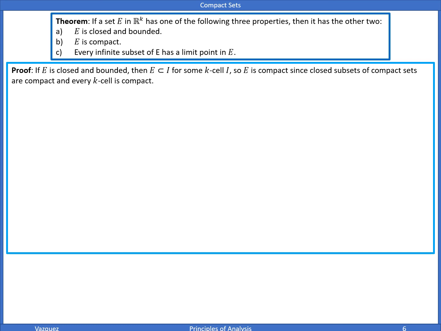So E is compact, since closed subsets of compact sets are compact, and every k-cell is compact. Right? So it's basically saying I is compact. It's a k-cell, so it's compact. E is a closed subset of it. Therefore, E is also compact. So that shows that A implies B.